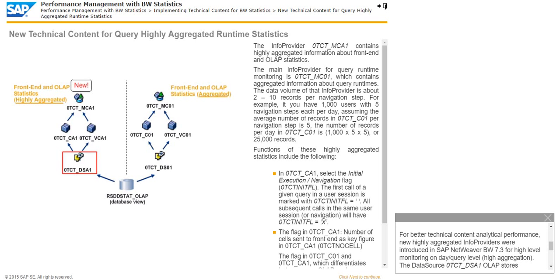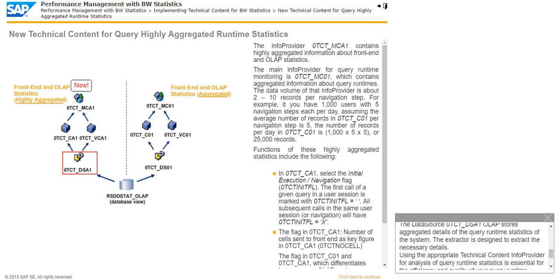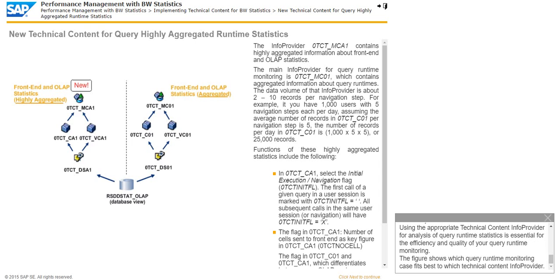The data source 0TCT_DSA1 OLAP stores aggregated details of the query runtime statistics of the system. The extractor is designed to extract the necessary details using the appropriate technical content info provider for analysis of query runtime statistics. This is essential for the efficiency and quality of your query runtime monitoring. The figure shows which query runtime monitoring case fits best to which technical content info provider.